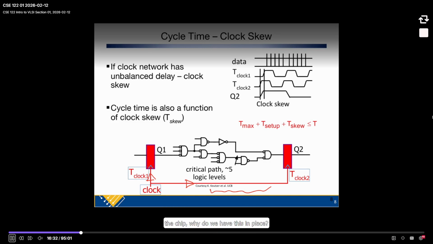If we want to synchronize everything across the chip, why do we have this in place? You mean why do we have the different clocks? Yeah. Well, think about it this way. You have one signal coming on chip, and it has to go 100,000 places. How do you do that? It has a fan out of 100,000. That's a big delay, right?